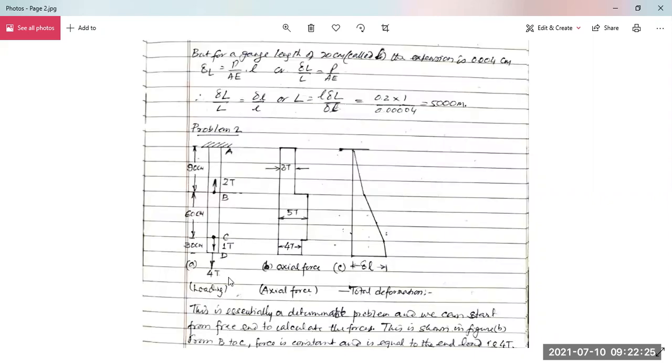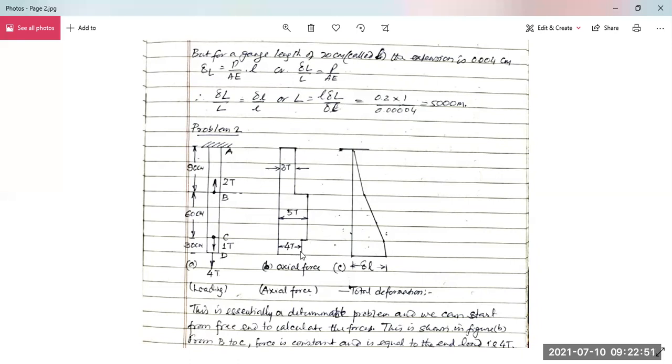Problem number 2. What we have is essentially a determinate problem, and we can start from the free end to calculate the force itself. It is shown in this figure here, for the force from B to C. From B to C, this force is consistent and equal to the end force.